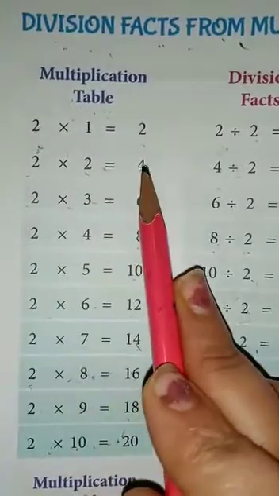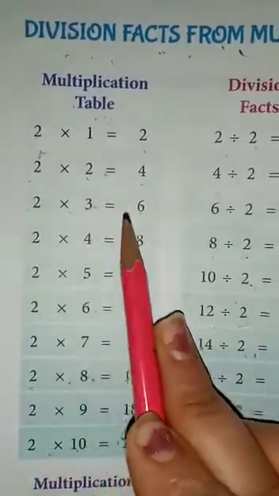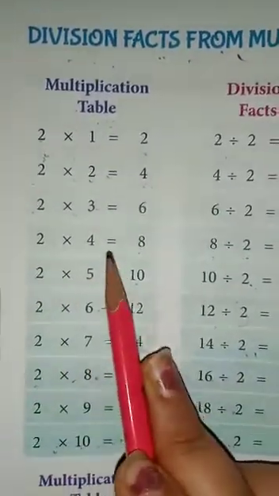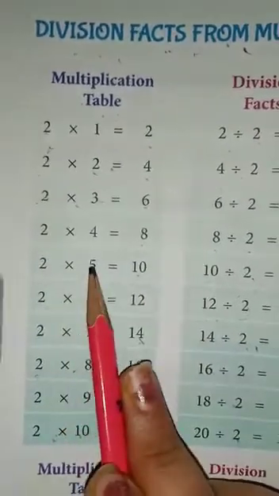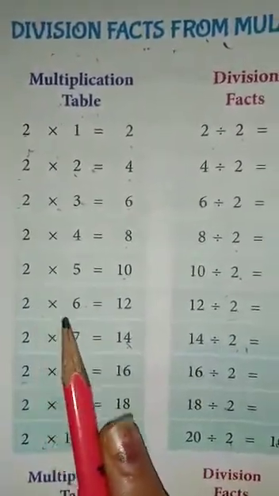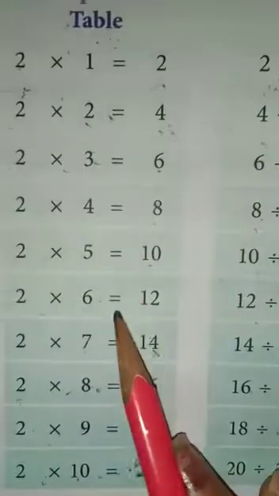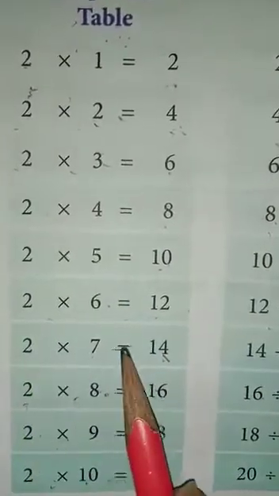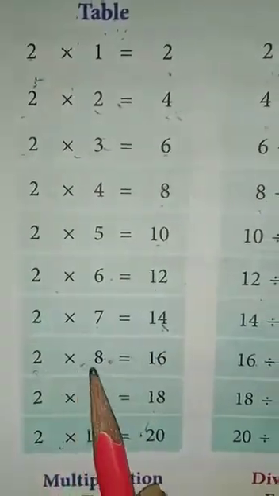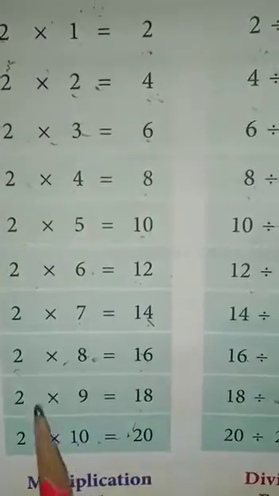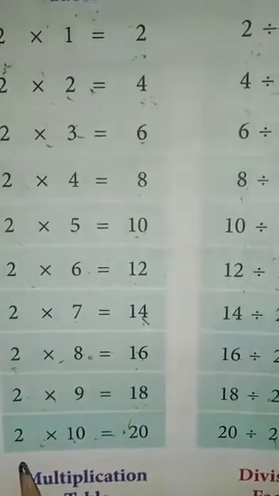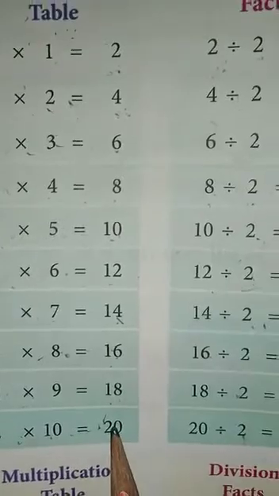2 into 2 is equal to 4. 2 into 3 is equal to 6. 2 into 4 is equal to 8. 2 into 5 is equal to 10. 2 into 6 is equal to 12. 2 into 7 is equal to 14. 2 into 8 is equal to 16. 2 into 9 is equal to 18. 2 into 10 is equal to 20.